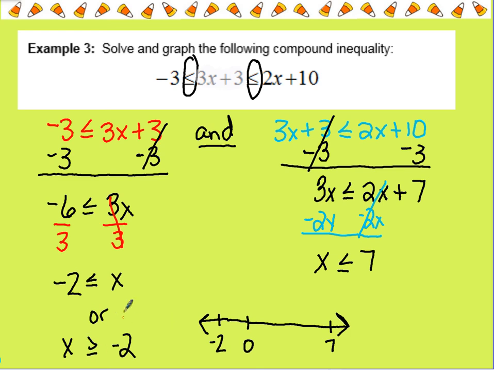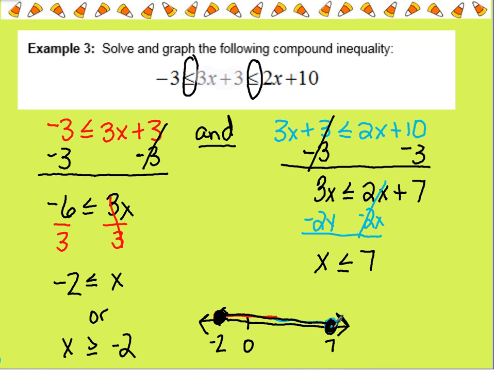X is greater than or equal to -2, means a closed circle. I'm going to head towards the right, keeping in mind what's going to happen, and a closed circle on 7 because it's less than or equal to. Less is to the left, and voila, my two inequalities have intersected. So it's just one line in the middle of our two endpoints, both of which have closed circles.